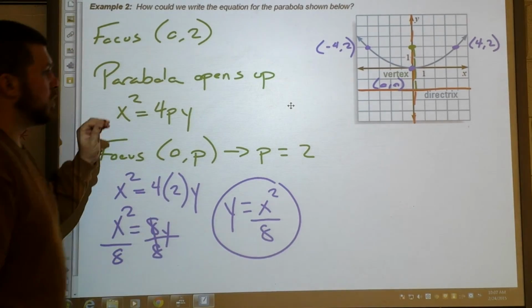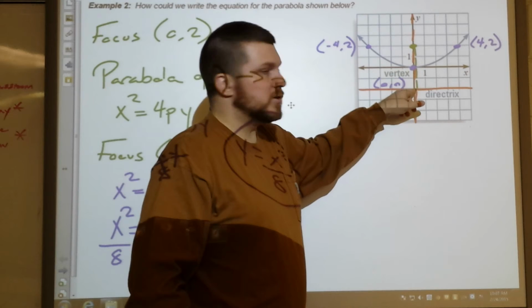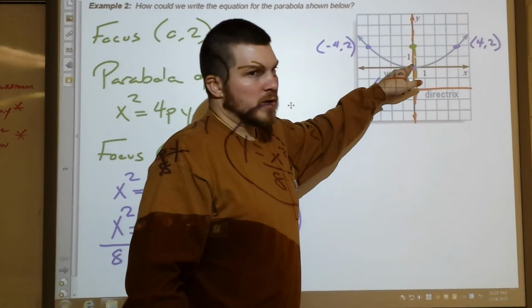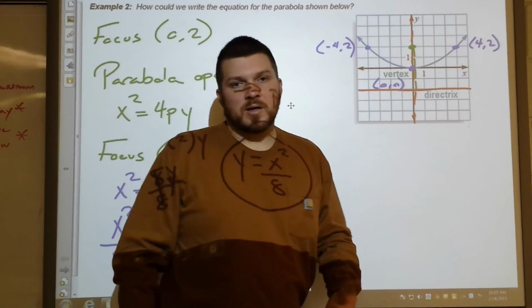Pretty much the biggest thing, if you're given a graph, you have to realize that the focus and the directrix are the same exact distance away from the vertex. The directrix was 2 units away, so that means the focus was 2 units away. Okay? And that's it.